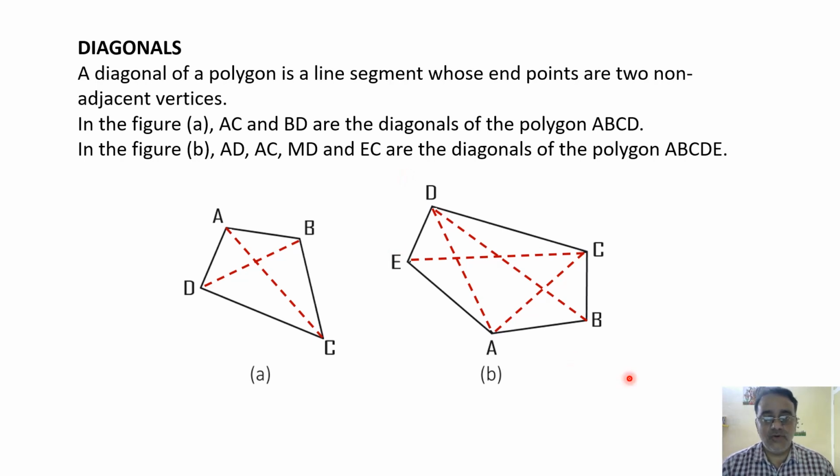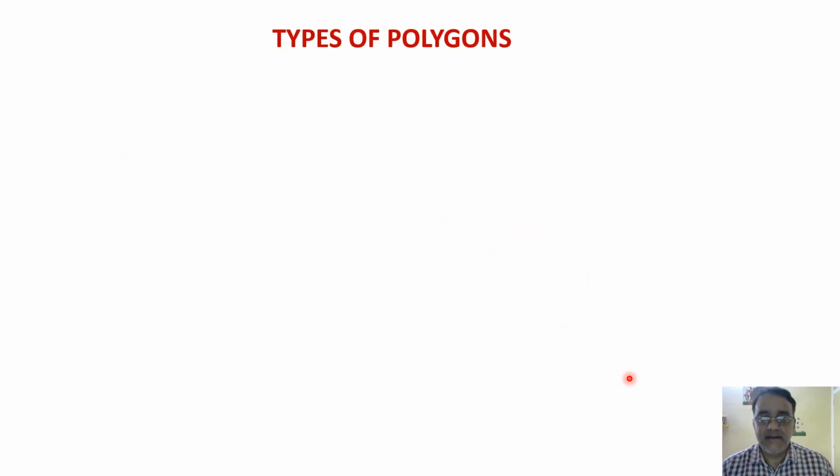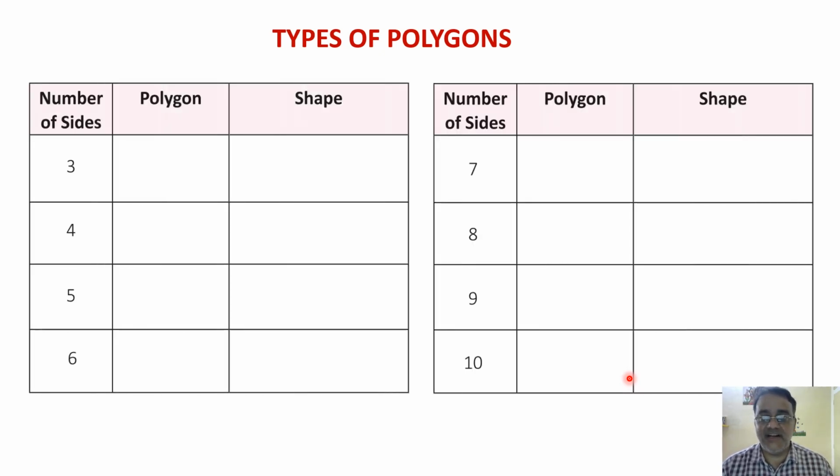Okay, so now we are moving towards the types of polygons. Types of polygons, this topic will repeat in the next chapter also. Okay, so we will name the polygon with the number of sides. Okay, so let us start. If the polygon has three sides, means three line segments, then that polygon is called a triangle. Okay, and this is the rough figure.